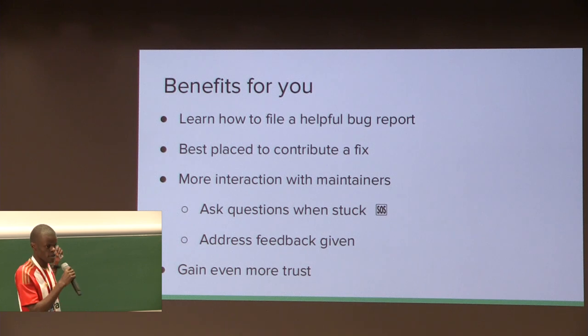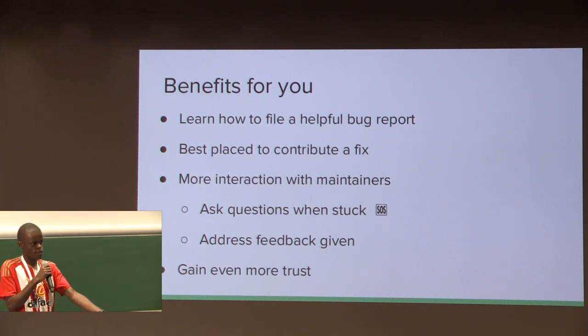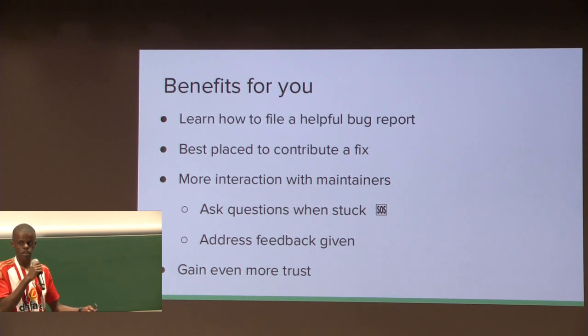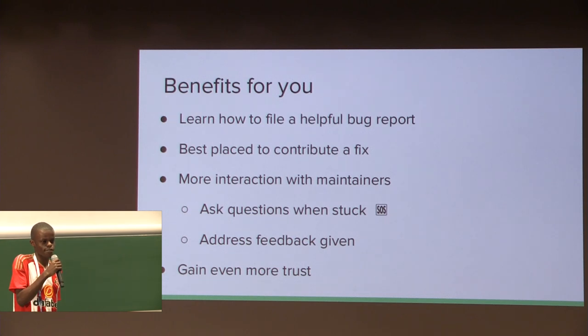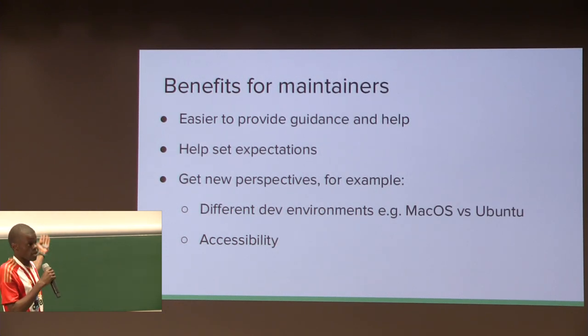Benefits for you: if you discover an issue, you eventually have to file a bug report on GitHub, so you learn how to do that. You're also the best person to contribute a fix because you discovered the issue. There's more interaction with maintainers, for example, you can ask questions on your stack, you can address feedback, and that more interaction helps you gain more trust. That's the point, gaining more trust. For maintainers, it's easier to provide guidance and help when you care about the issue you discovered, so they just guide you towards fixing it.